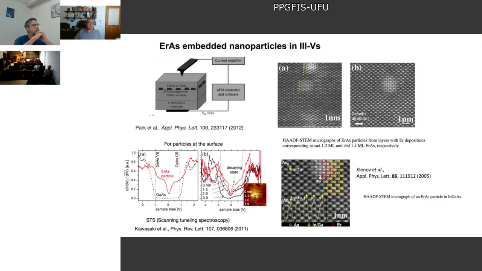So here is the STS, scanning tunneling spectroscopy, but they did it at the surface, on particles at the surface, trying to probe the electronic structure of this composite system. And what they find is that whenever they are on top of the erbium arsenide particle, you see more or less a dip near the middle of the gap of the semiconductor. But that's only an indirect way, and you don't know if the embedded particle would behave the same way, right?